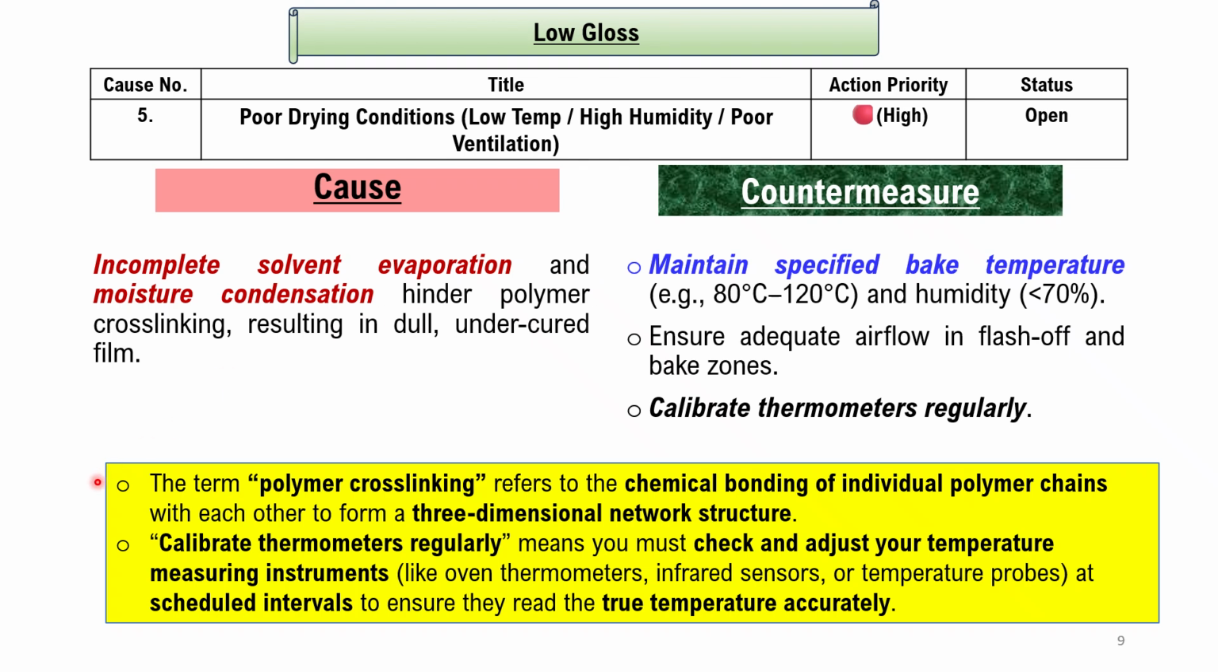The term polymer cross-linking refers to the chemical bonding of individual polymer chains with each other to form a three-dimensional network structure. Calibrate thermometers regularly means you must check and adjust your temperature measuring instruments, like thermometers, infrared sensors, or temperature probes, at regularly scheduled intervals to ensure they read the true temperatures accurately.